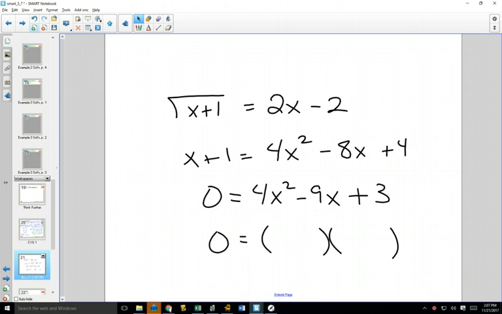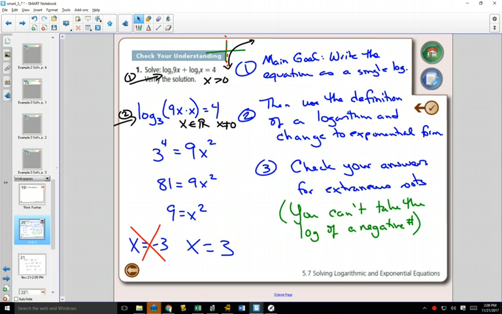answer that doesn't work because it makes you take the square root of a negative number. So this act of squaring, which you did in grade 11, meant that you had to check for extraneous roots. The same thing happens here with logarithms. The act of putting the logarithms together may cause an extraneous root to appear, so you always have to check with logarithms if that's the case.